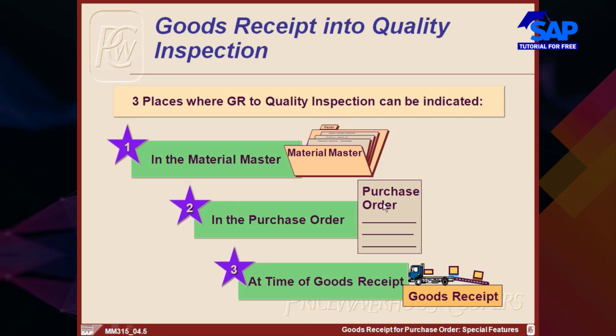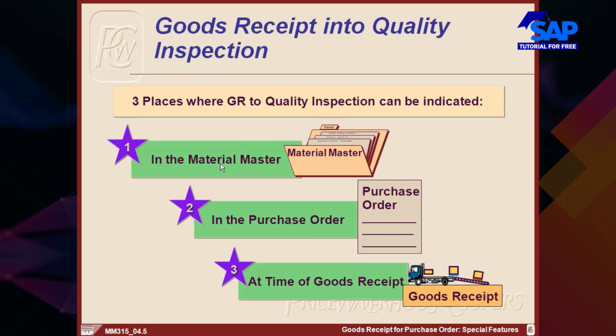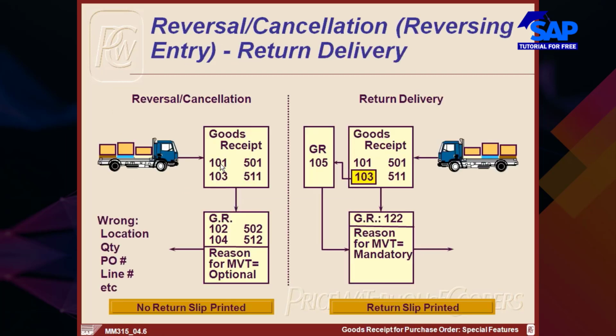Number 1, material master, the one that I did last time. Number 2, if you miss or forget to set the indicator in the material master, you can go back to your PO. You can contact your purchasing hub buyer, ask him to set the indicator in the PO, so that every time you receive the material of the PO line item, it defaults into quality inspection. If you forget even that one, the last place where you can set the stock type into quality inspection is goods receipt.